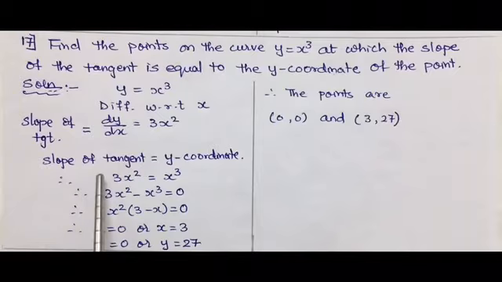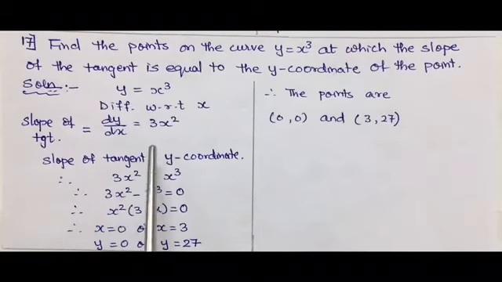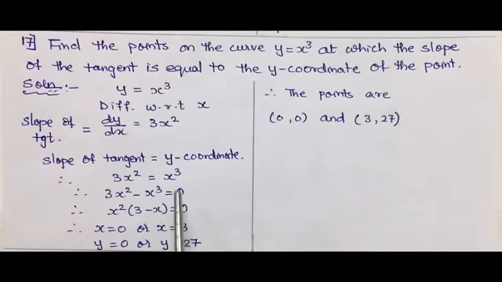Taking up the condition, slope of tangent is equal to y coordinate. So 3x square is the slope, y coordinate is x cube. Taking x cube to the other side, it becomes 3x square minus x cube equal to 0. Taking out x square common, 3 minus x equal to 0. So x is equal to 0 or x is equal to 3.